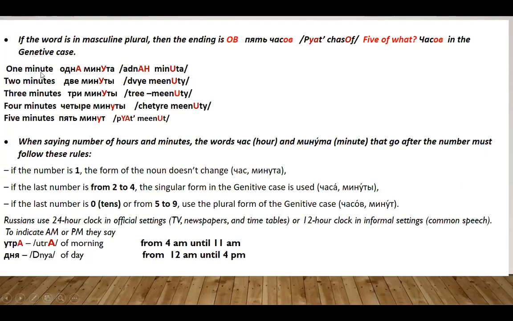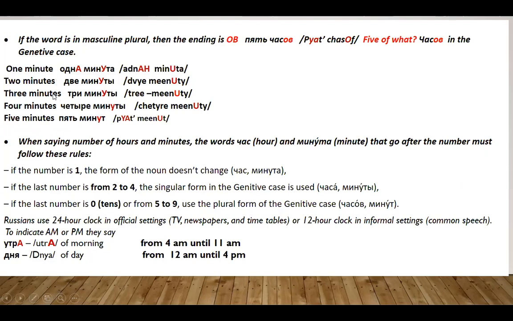If we're talking about minutes, 1 minute, 1 минута, 2 minutes, 2 минуты, and pay attention that the number has to agree with the main noun, with the word it modifies in gender and in case, of course, and in number. 1 minute, 1 минута. 2 minutes, 2 минуты. 3 minutes, 3 минуты. 4 minutes, 4 минуты. 5 minutes, 5 минут, because минут here is in plural, 5 minutes.